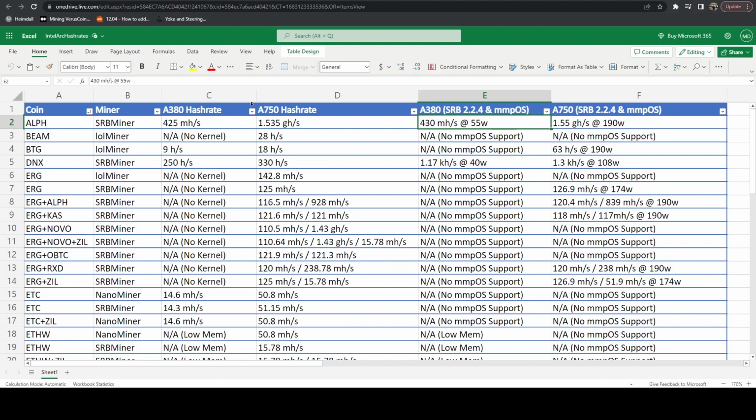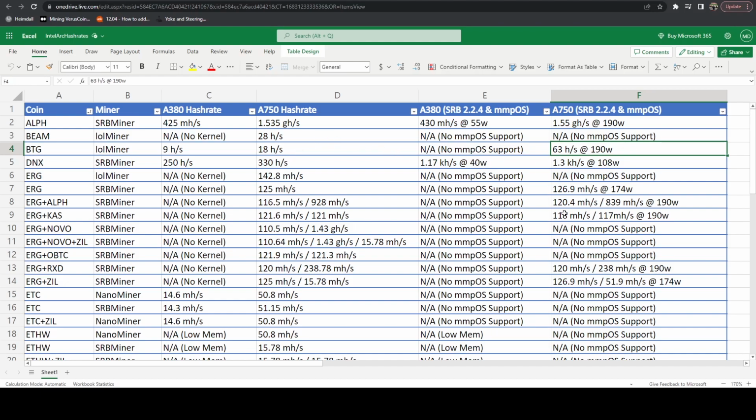Now, LOL Miner and NanoMiner really aren't supported within mmpOS from an Intel perspective. So one of the things you're going to notice here is Beam. We were not able to run it on either card. However, Bitcoin Gold, which is the Zhash algo, we were able to run, and we saw some drastic improvements. In Windows, we could run it on the A380, but in mmpOS, we could not. However, on the A750, in Windows, on the previous version, we were only getting 18 hashes per second. We're now getting 63 hashes per second.